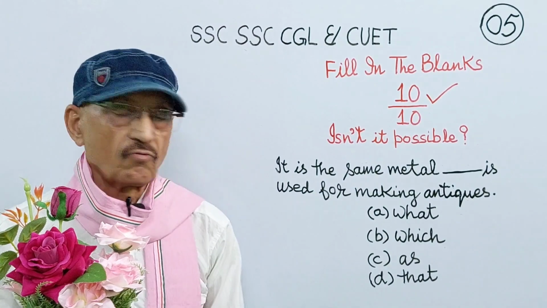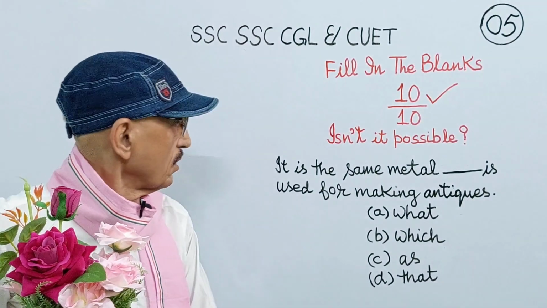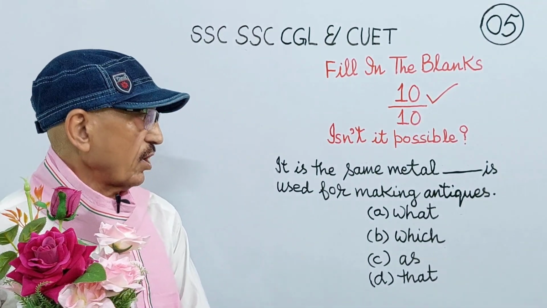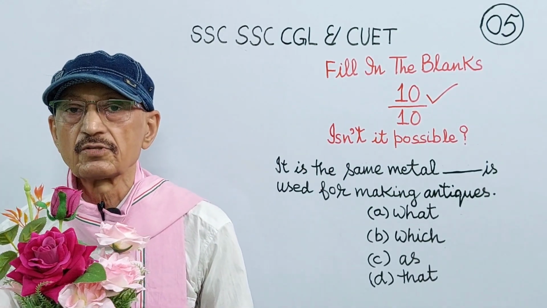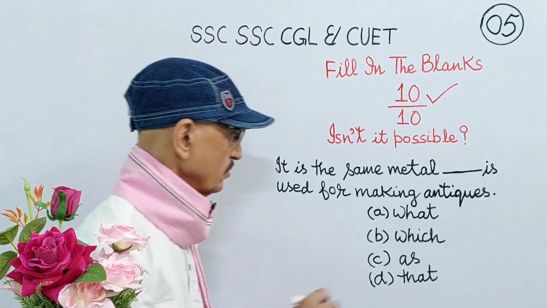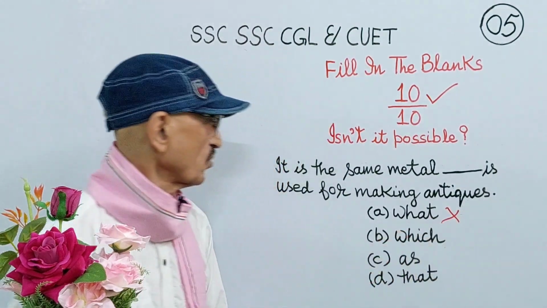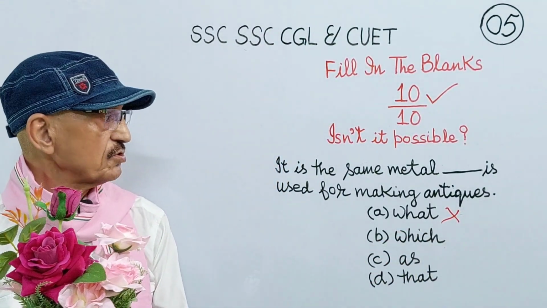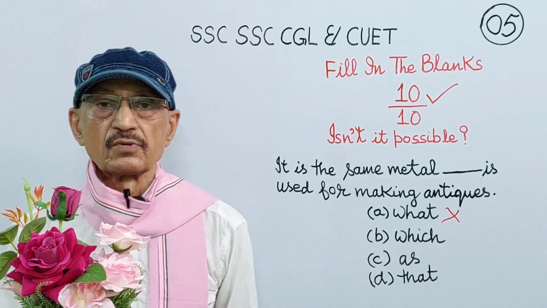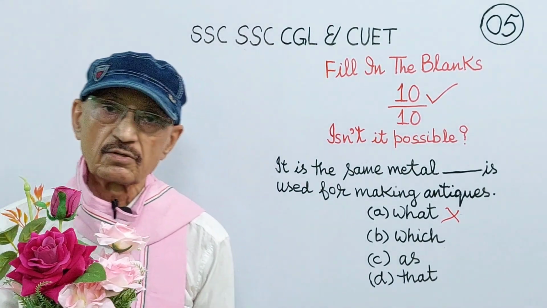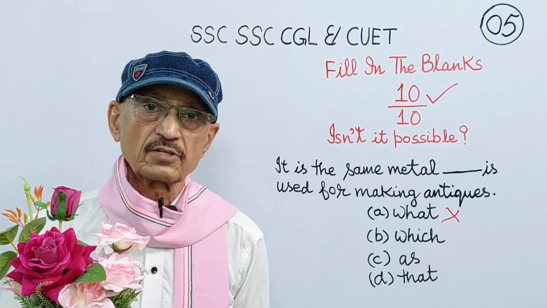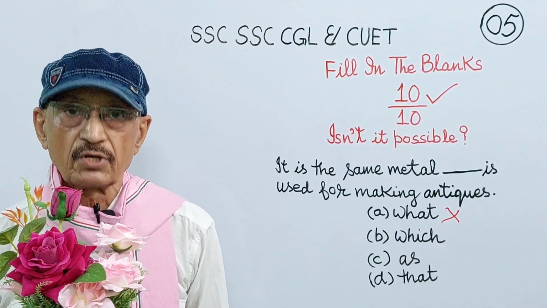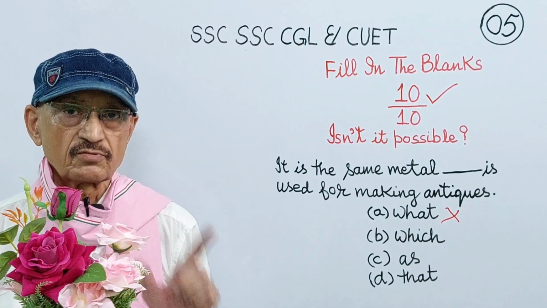Let me try what first. It is the same metal, what is used for making antiques. No, this is incorrect. What will not come. It is the same metal which is used for making antiques. Some students may think that which is a correct relative pronoun to fill this blank space, लेकिन which भी गलत है. I will tell you the reason for this.